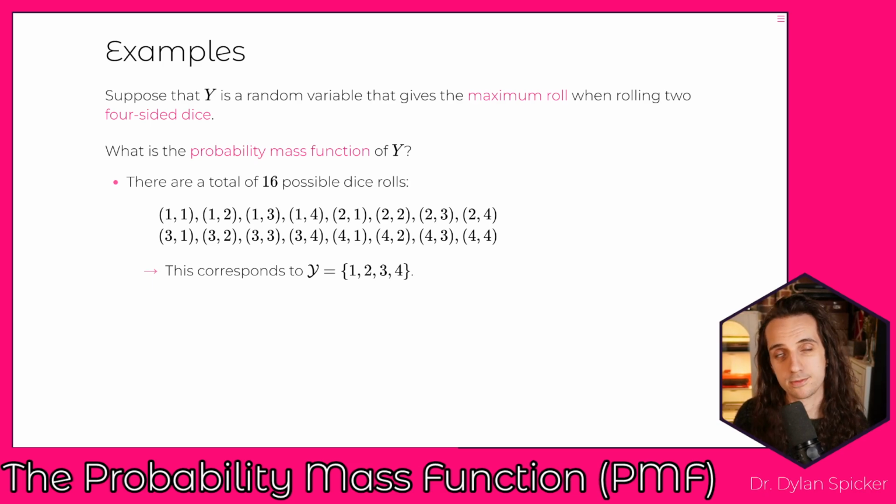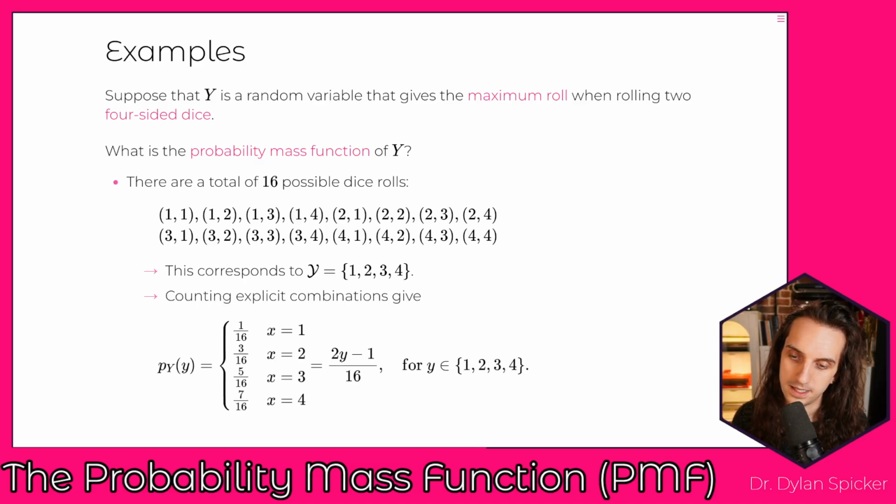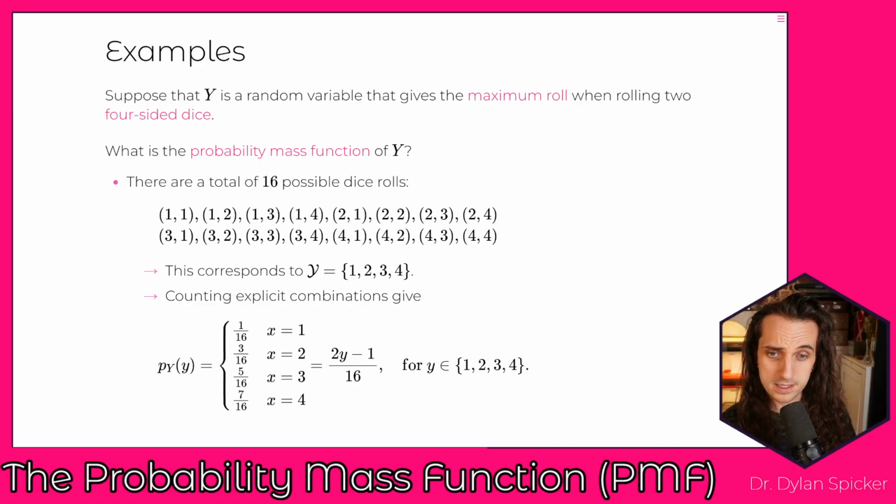So the possible values for our maximum are going to be 1, 2, 3, or 4, because those are the values we can roll on our dice here.